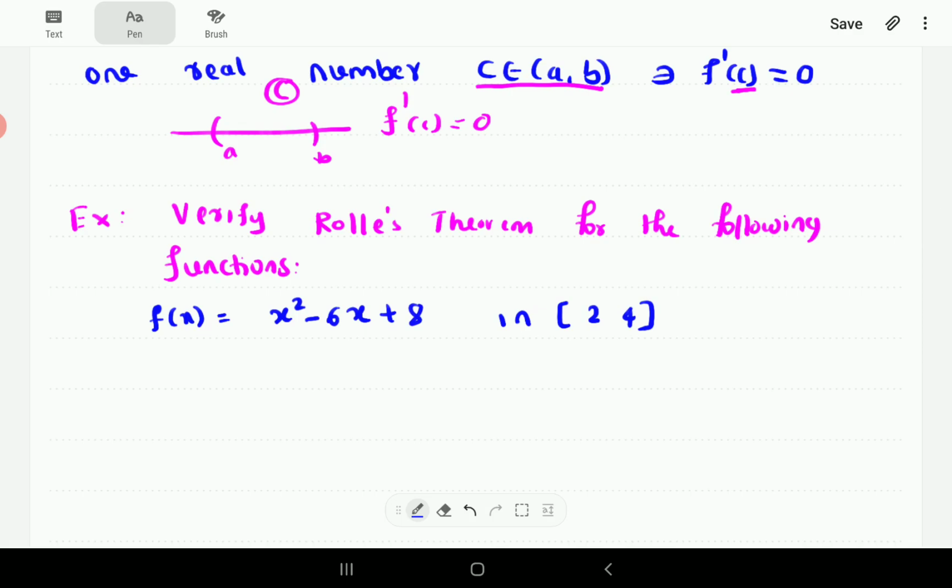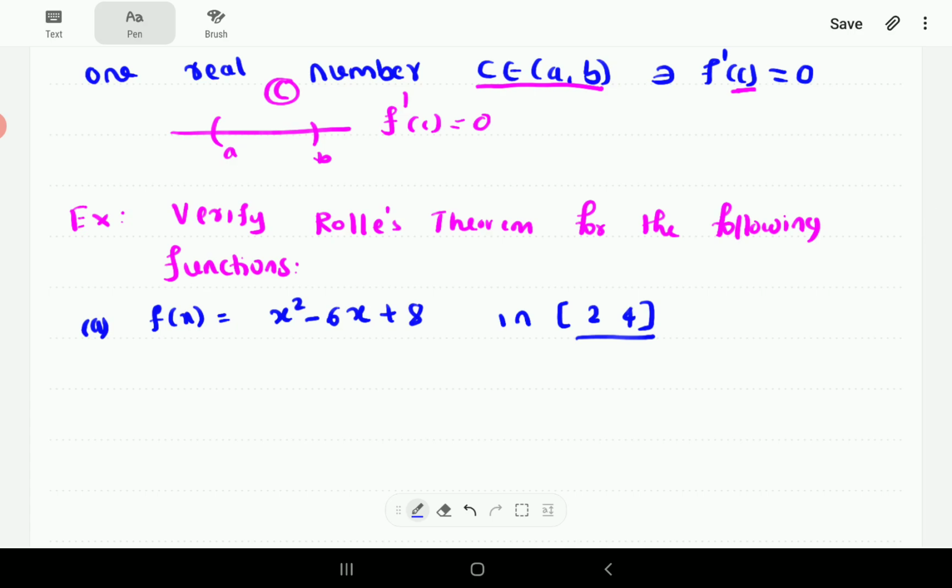So basically, as you know, we have to check the first condition: it should be continuous in the closed interval, and it should be derivable in the open interval, and f(2) should be equal to f(4). If these three conditions are satisfied, then we have to search for some c which belongs to this interval, and see whether our derivative at that point is equal to 0 or not. Okay, let's verify that.